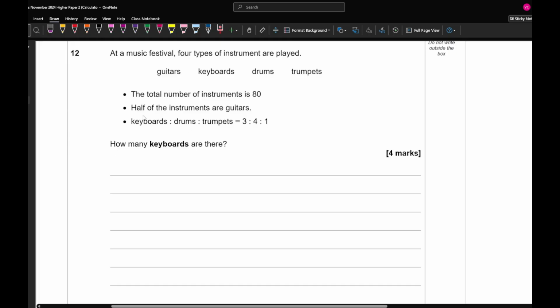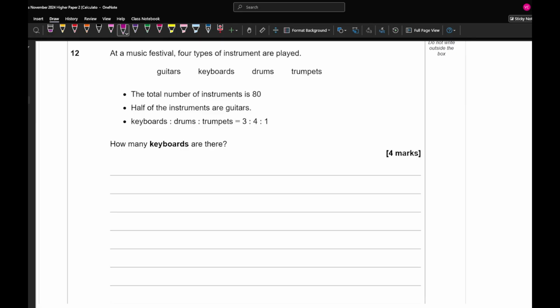For question 12, it says that at a music festival, 4 types of instruments are played: guitars, keyboard, drums and trumpets. The total of the number of instruments is 80. Half of the instruments are guitars. Keyboard, drums to trumpets is in the ratio of 3 to 4 to 1. And the question is asking us, how many keyboards are there?